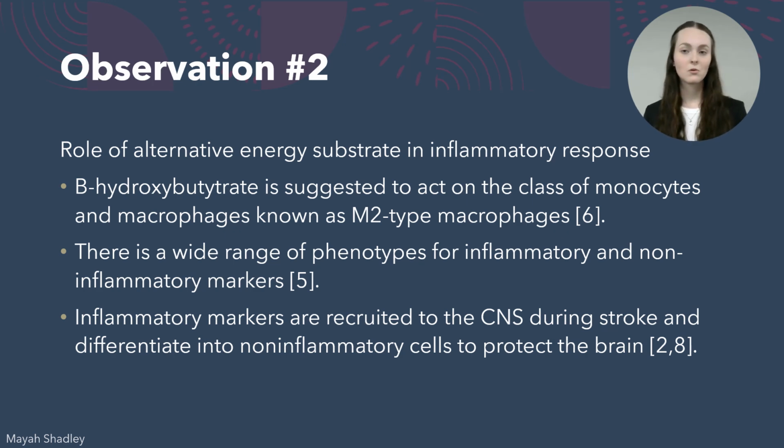And so in a normal process, these inflammatory markers are recruited to the site of stroke in the central nervous system, and they differentiate into non-inflammatory cells from the inflammatory cells in order to protect the brain from damage that happened during the stroke. So this gave our researchers the means to track the inflammatory response, and it also prompted them to find the relationship between the stroke and M2 type macrophages to glucose levels, and that's what they're going to be mainly monitoring in this study.